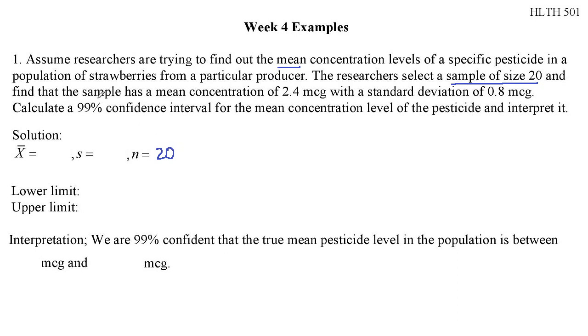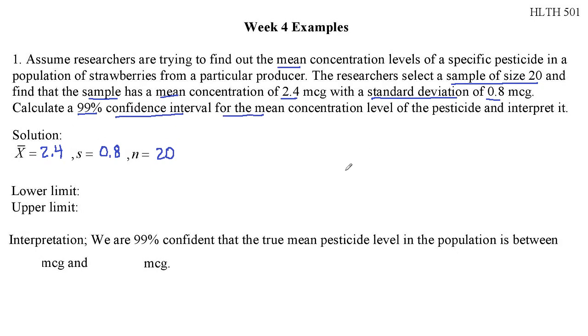And find that the sample has a mean concentration of 2.4. So that's the sample mean. That is X bar, so X bar is 2.4, and a sample standard deviation of 0.8, so S is 0.8. And then we want to calculate a 99% confidence interval for the mean.